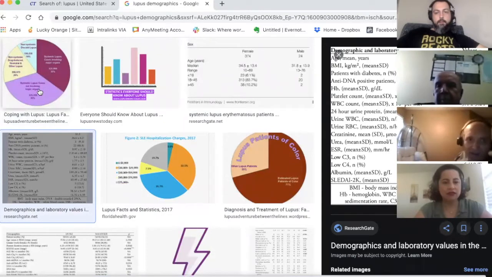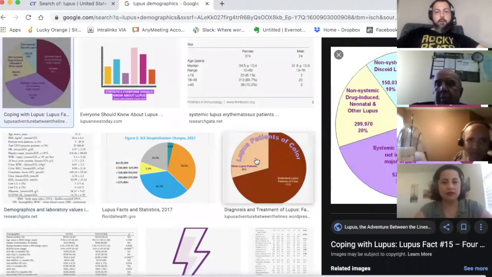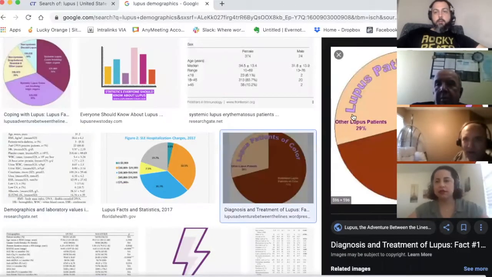I don't know. If you can not see, that's telling us anything. Lupus patients of color. Let's see. Can you see this? Yep.